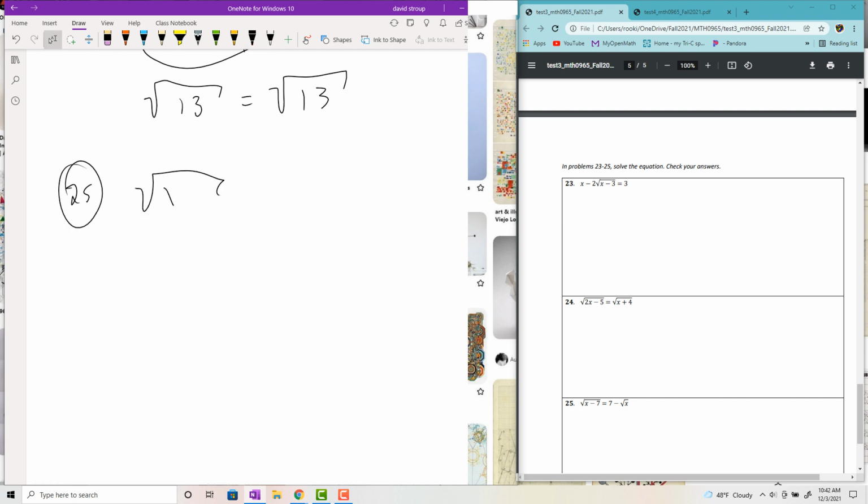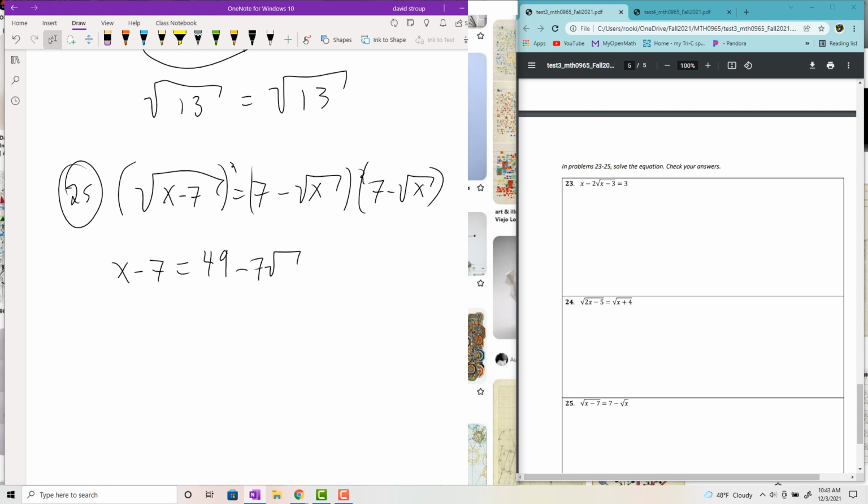25. Yeah, this one is hard. So if you didn't get this one, I was like, okay, I get it. This one's hard. I'm going to square both sides. That's where you start. So on the left, I'll just force the square root to go away. On the right, you have to FOIL. Okay, so it's really 7 minus square root of x times 7 minus square root of x. Okay, so the first 49, the outer minus 7 square root x. The inner minus 7 square root x, the last, plus square root of x times square root of x is just x. Okay. All right.